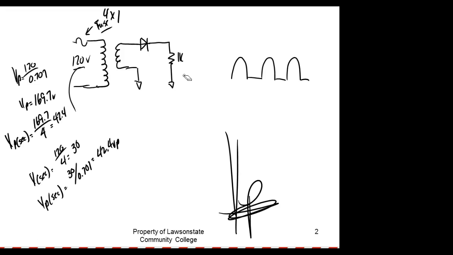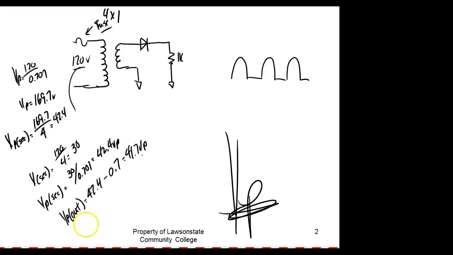Okay, so what would be the next thing I would do? Next, we're going to come up here and calculate what we call V peak out. And this is out of the diodes. So I'm going to say 42.4, and I'm going to subtract 0.7 of a volt. We're going to do this for anything under 50 volts. So what do we got? 41.7 volts, right? And this is still peak.